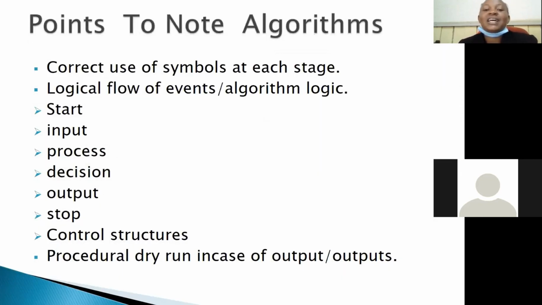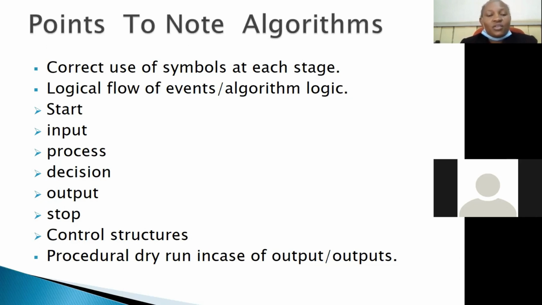So, points to note when you are designing your algorithms in your questions. There is the point of correct use of symbols at each stage. If it is start, make sure that you use the correct symbol. If it is stop, the same case. If you don't use the correct symbols, you may end up losing a mark on that point. So make sure that as a candidate, you use the correct symbols at each stage: input symbol, processing symbol, decision symbols, and also the use of other symbols that you need to know, like the connectors. Make sure that you use them properly.